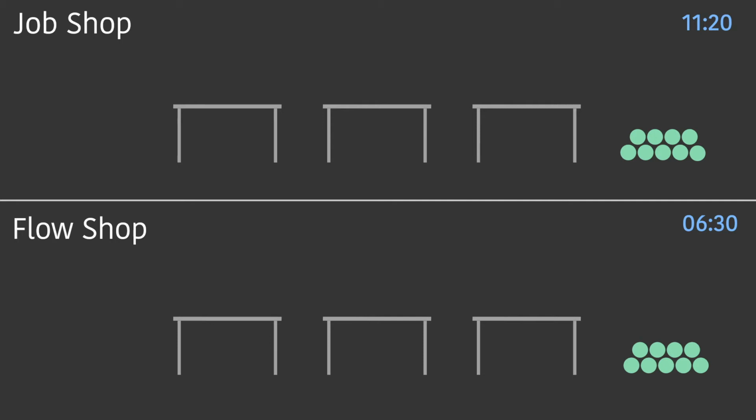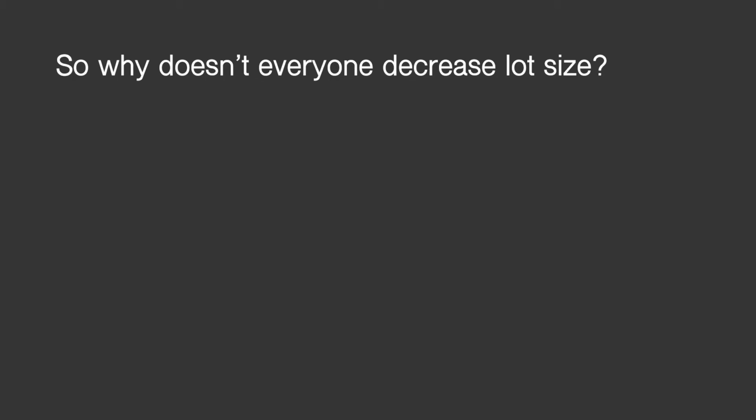As you can see, the flow shop finished much faster than the job shop. So, why doesn't everyone decrease lot size? One reason is that it requires more transportation time. Let's watch the animation again, and this time focus on the transportation.